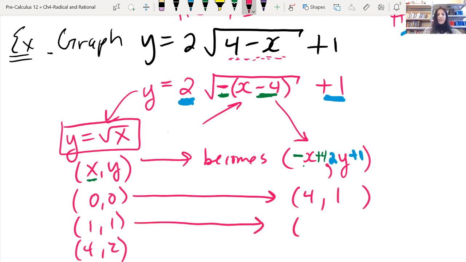I'm going to do the same thing with this. I'm going to take x value of 1, so negative 1 plus 4, so I get 3 here. And I'm going to take my y value of 1, and I'm going to plug it into here. So I'm going to do 2 times 1 is 2 plus 1, so I also get a 3 there.